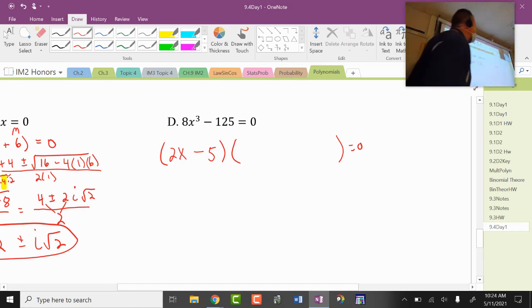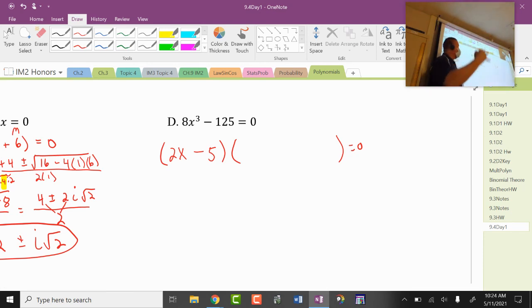Right? Good. Let's move on. Right? Perfect cube of 8 x cubed. Perfect cube of, there's 125 the third time.